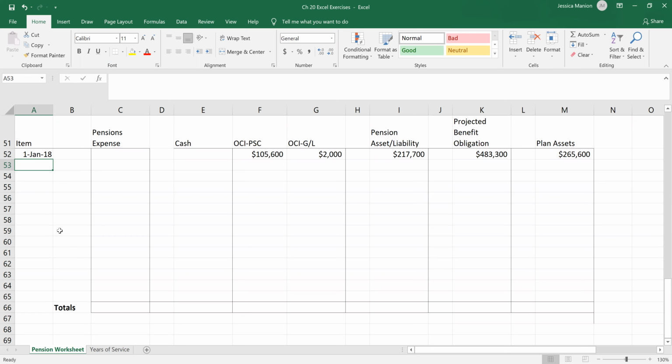2018, we had annual service costs. So we've got our, and I'll just go one line down, it doesn't matter. Service cost. Remember, service cost increases our pension expense, increases our projected benefit obligation. So we've got annual service cost, 26,000 increase to the expense, 26,000 increase to the projected benefit obligation.